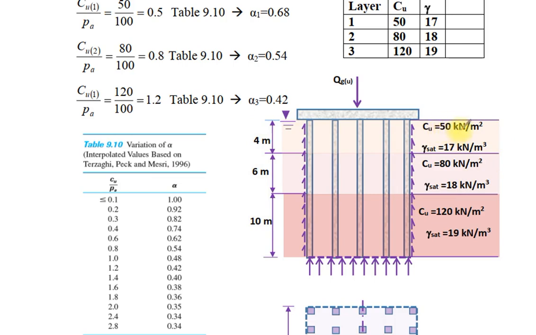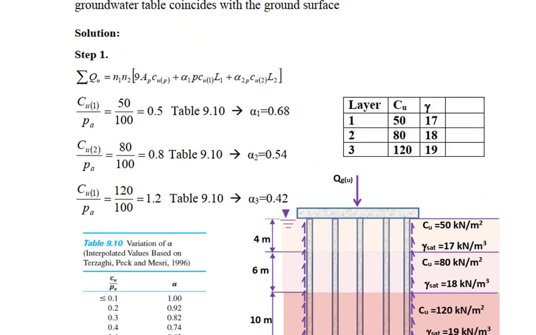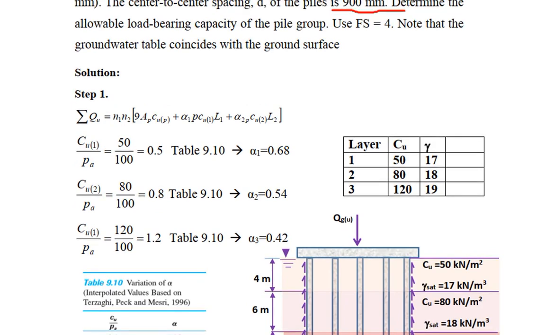Undrained cohesion for the first layer equal to 50, gamma saturated equal to 17. For the second layer, undrained cohesion equal to 80, gamma saturated equal to 18 kilonewton per meter cubed. And for the third layer, undrained cohesion equal to 120 kilonewton per meter squared, and gamma saturated equal to 19 kilonewton per meter cubed. Use the previous procedure to compute the ultimate bearing capacity.